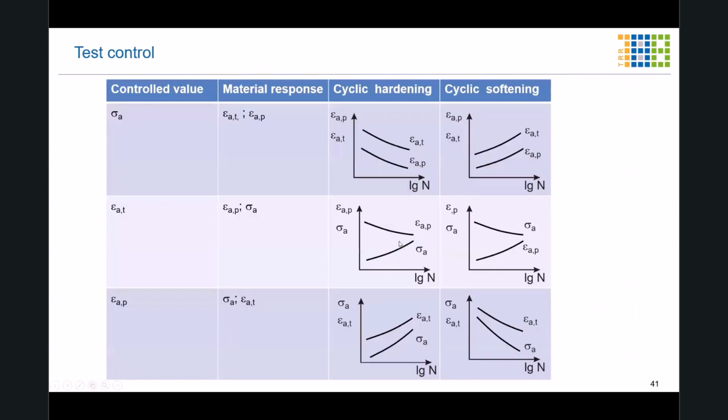An overview of the described control parameters and their influence on the material response, and also the progression of the material responses over the lifetime of the component or the specimen, can be seen here. Here are examples of stress-controlled, total strain-controlled, and plastic strain-controlled tests, which I've described before.